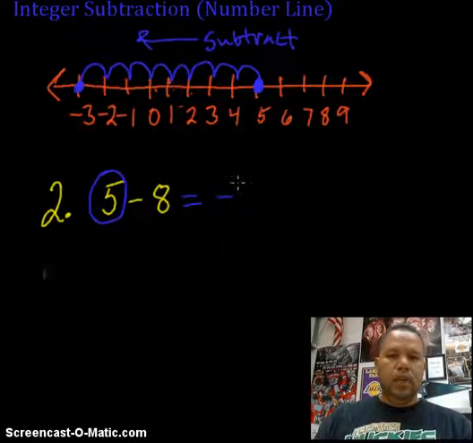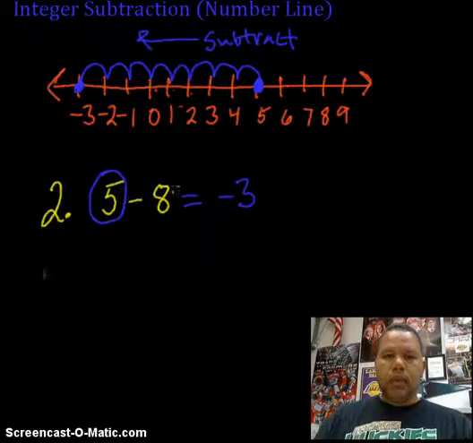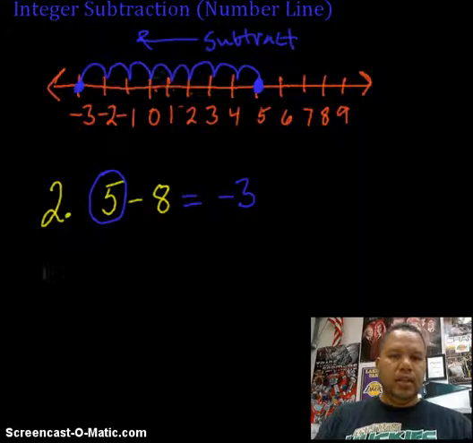So we get -3 as our answer. And again, this should make sense because 8 is larger than 5, so we take away all 5 of the positives, and then we have to go into the negative realm to satisfy the subtraction. So we had to go 3 more past 0 to get our answer of -3 right there.